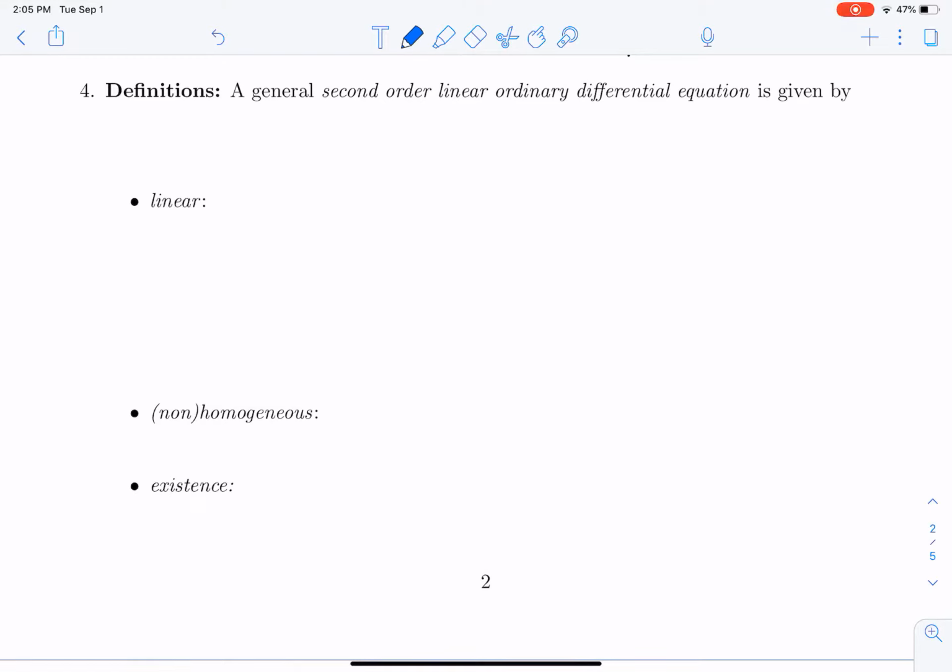Now that we've solved a simple second-order differential equation, we should formalize the process. So we'll start with some definitions. A general second-order linear ordinary differential equation is given by y double prime plus p of t times y prime plus q of t times y is equal to some function, we'll call it g of t.